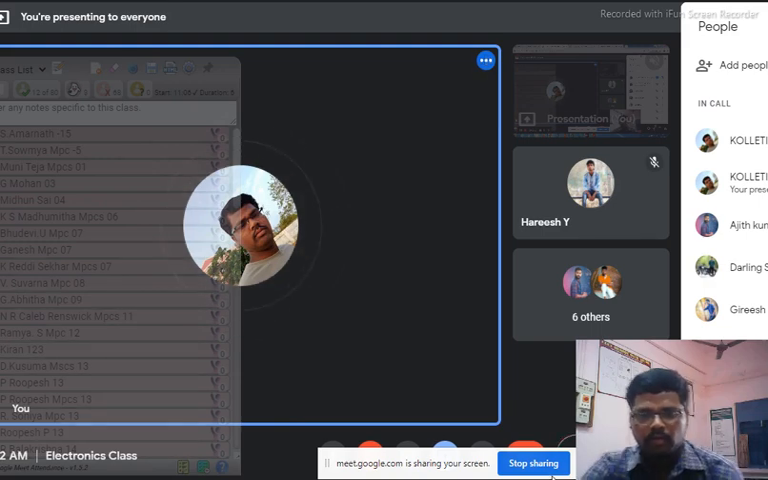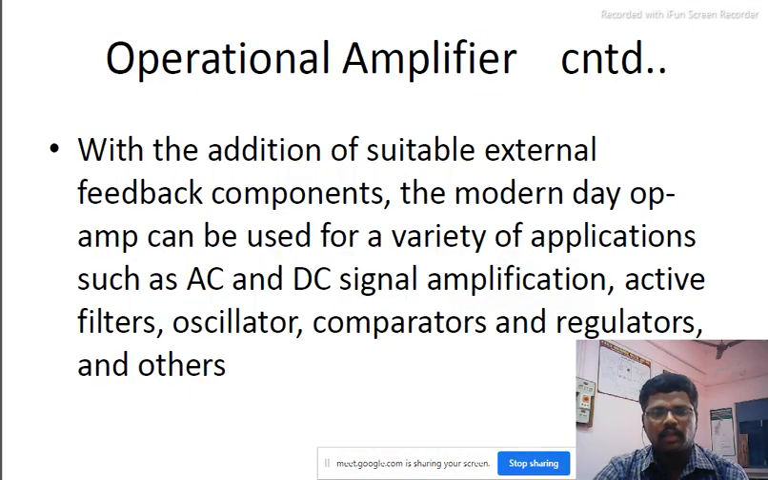Now, I will repeat the operational amplifier with respect to some of the topics you have already discussed. Once again, I will briefly go over the operational amplifier, its characteristics, its configurations, and some of the topics that can be explained today. Okay, now the operational amplifier.